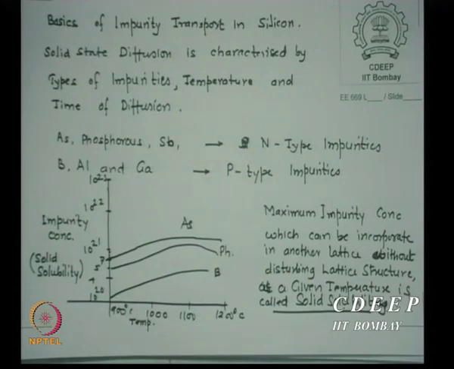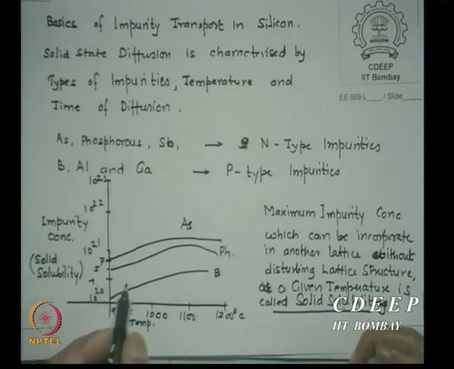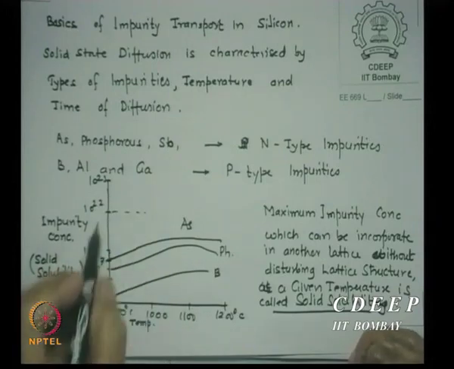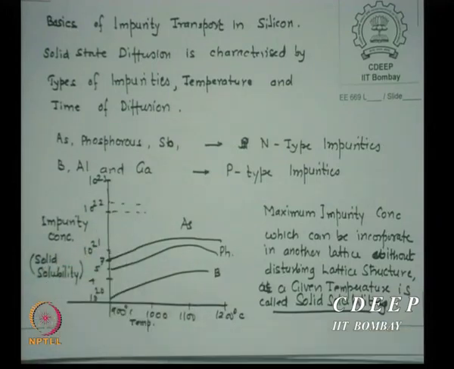P-type impurity concentrations are difficult to get in large numbers. We'll see these numbers soon. So here is a graph: temperature versus solubility. I can say 10 to power 22, or maybe 5 into 10 to power 22, is the limit of silicon, so nothing much can go beyond.